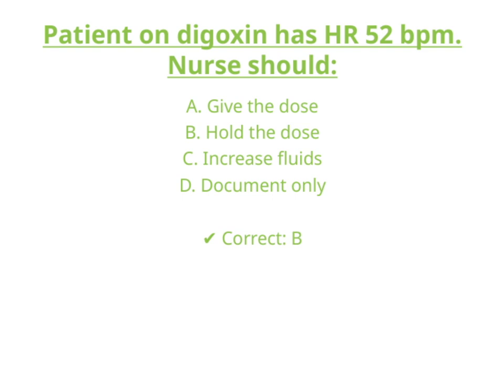This is because a heart rate this low could indicate that the digoxin is causing bradycardia, which can be dangerous. It's important to recognize that holding the medication temporarily allows us to assess the patient and prevent potential complications. Increasing fluids might be helpful in some situations, but in this case, the priority is to hold the medication until we evaluate the patient's condition further. Documenting the event is necessary, but it doesn't replace the need to hold the medication. So the key point here is that holding the dose when the heart rate is too low is the safest immediate action to prevent adverse effects.